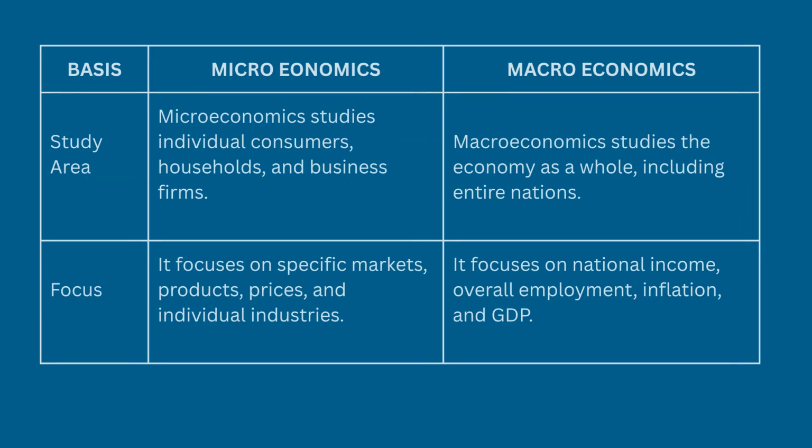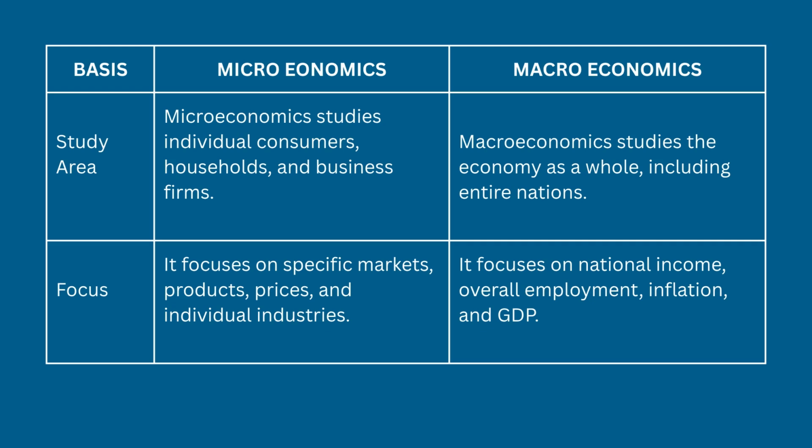Difference between micro and macroeconomics: microeconomics studies individual consumers, households, and business firms. Macroeconomics studies the economy as a whole, including entire nations. Microeconomics focuses on specific markets, products, prices, and individual industries. Macroeconomics focuses on national income, overall employment, inflation, and GDP.